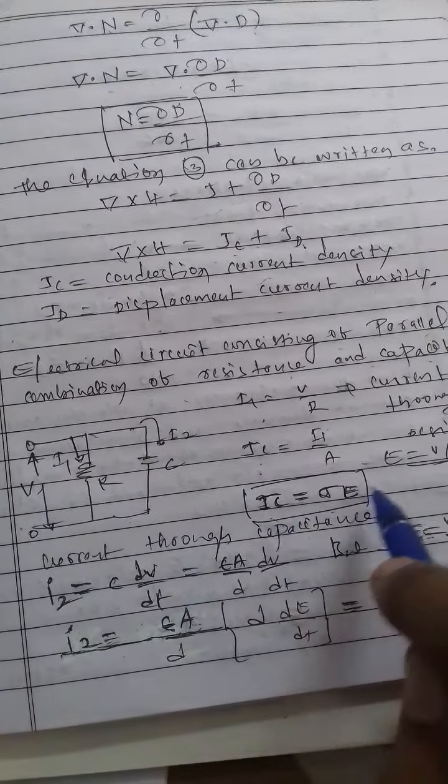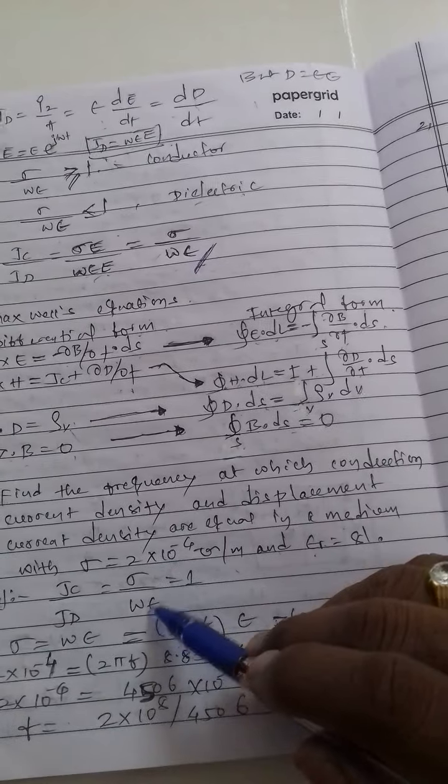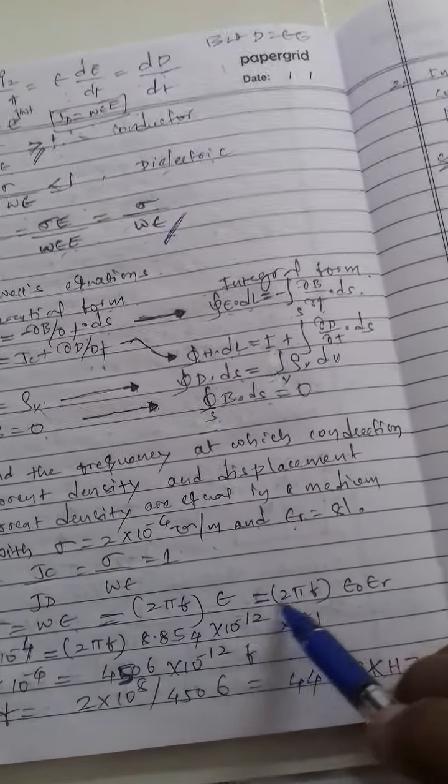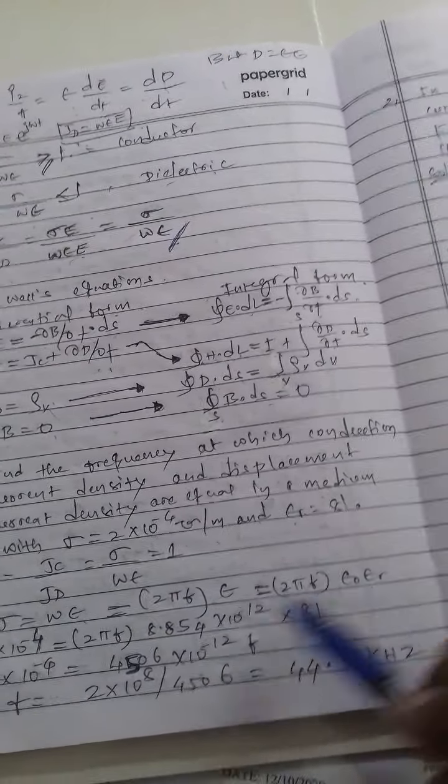so that closed integral B dot ds is equal to 0. Find the frequency at which conduction current density and displacement current density are equal in a medium with sigma given, and epsilon r is equal to 81. So that Jc by Jd is equal to sigma upon omega epsilon is equal to 1. Sigma is equal to omega epsilon is 2 pi f into epsilon. From that one, the frequency is equal to 44.38 kilohertz.